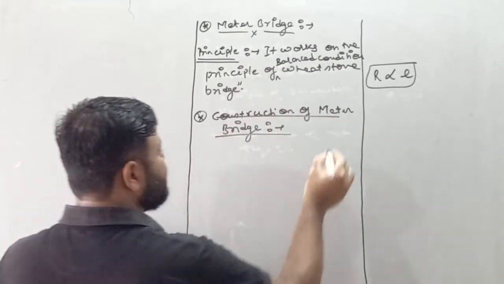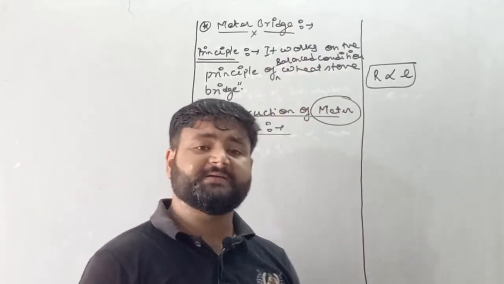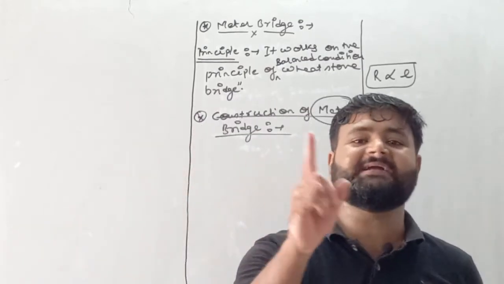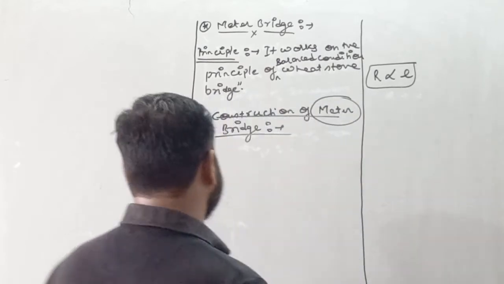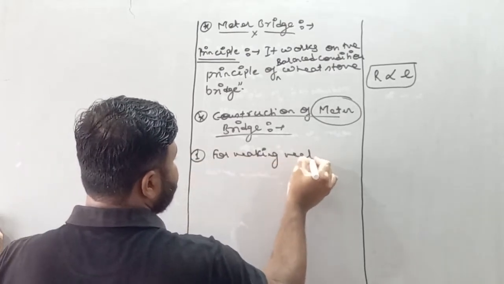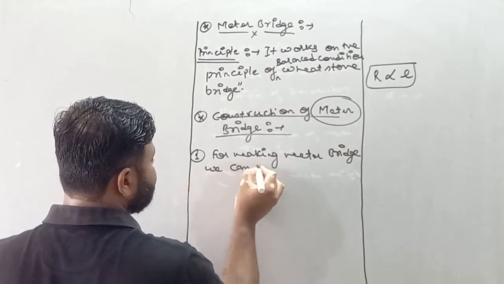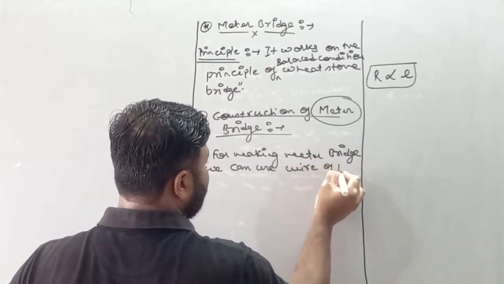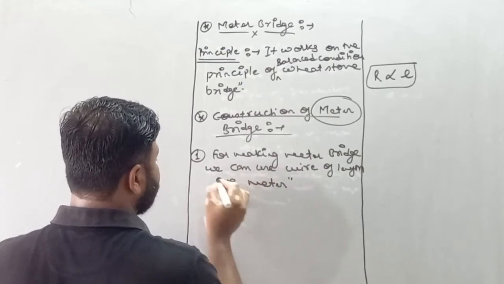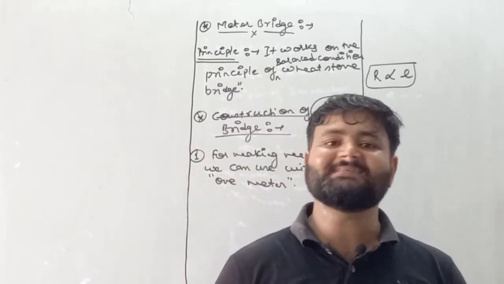So my dear students, see, the name is meter. Meter means 1 meter. Why is this instrument called a meter bridge? Because in this instrument we use a wire whose length is exactly 1 meter. So write down: for making a meter bridge we use a wire of length 1 meter. For constructing a meter bridge, remember we use a wire whose length is 1 meter.